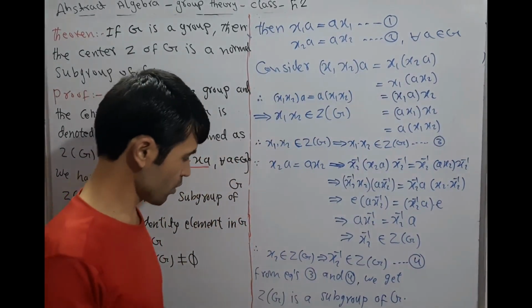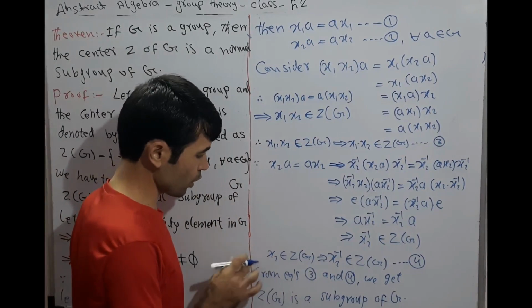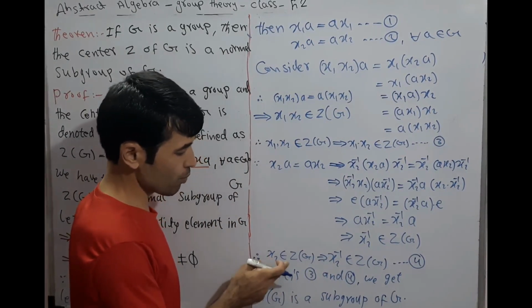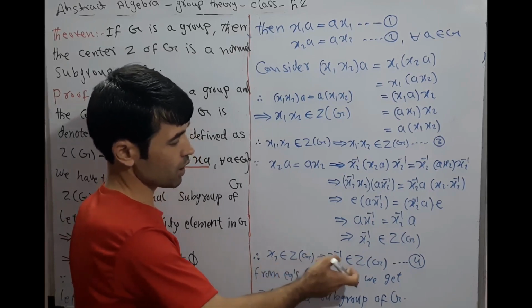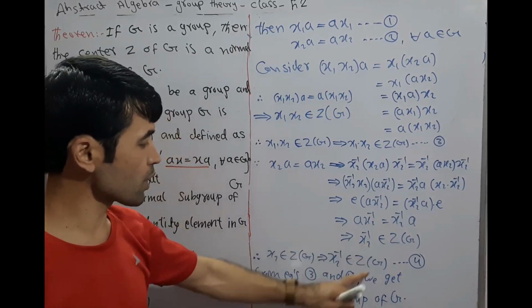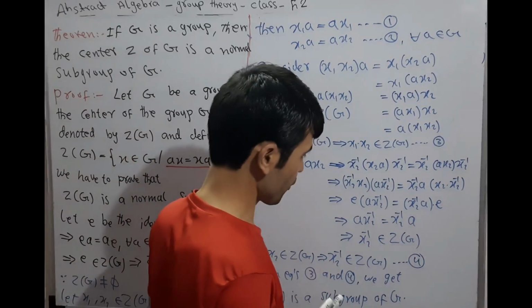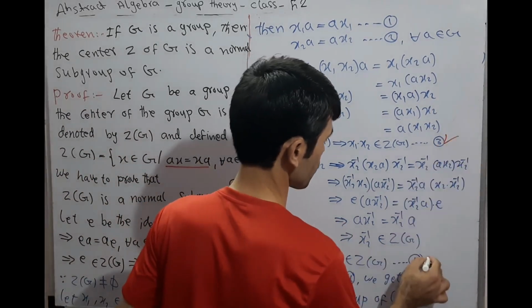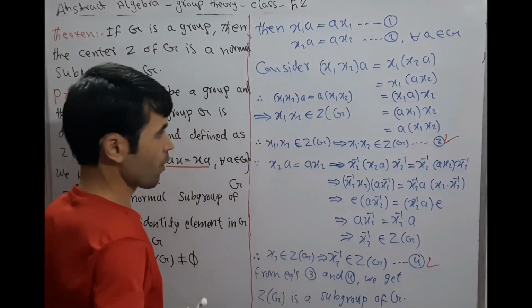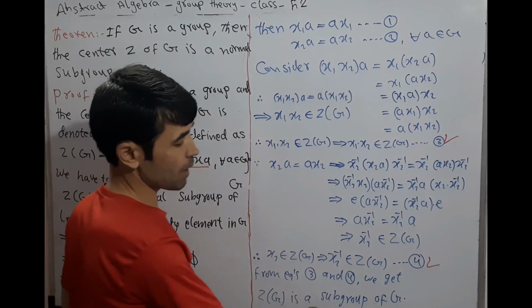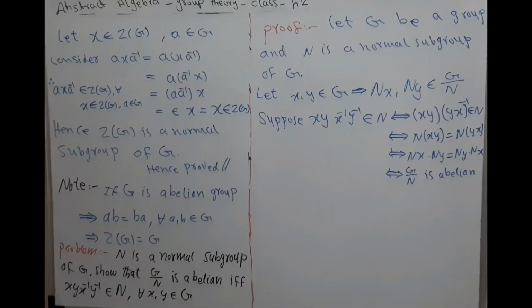Therefore, x2 belongs to Z(G). This implies x2 inverse also belongs to Z(G). It is relation 4. From equations 3 and 4, we get Z(G) is a subgroup of G.